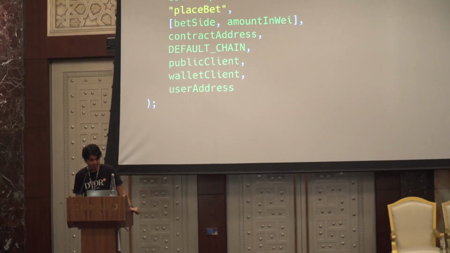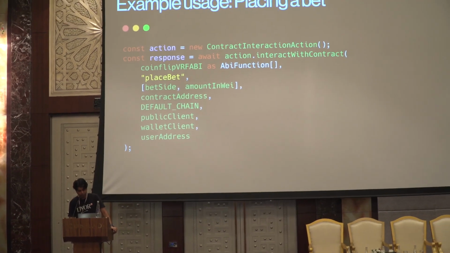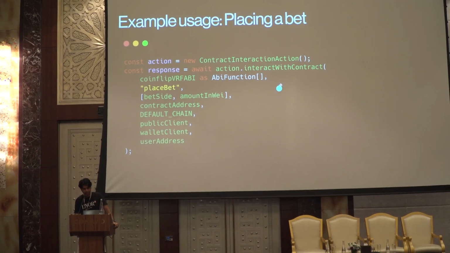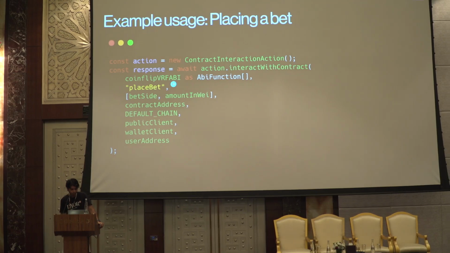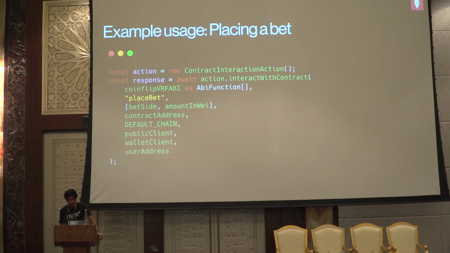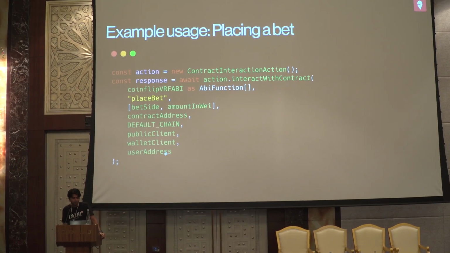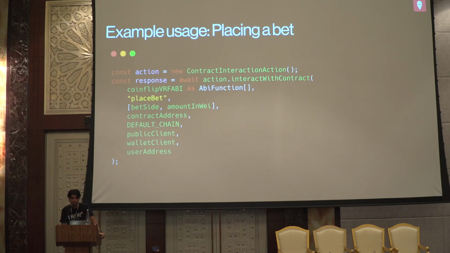This is how it looks. This is just a sample code. So you can see that in the action, you create an object, and in the response, you can interact with the contract. I call my contract conflip VRF ABI. And you can pass all these input parameters. Given that I'm passing the user address as well, this is going to be a sponsored call, an ERC2771 call, so that it can be decoded in the target contract, and we know which user is actually calling the bet function.